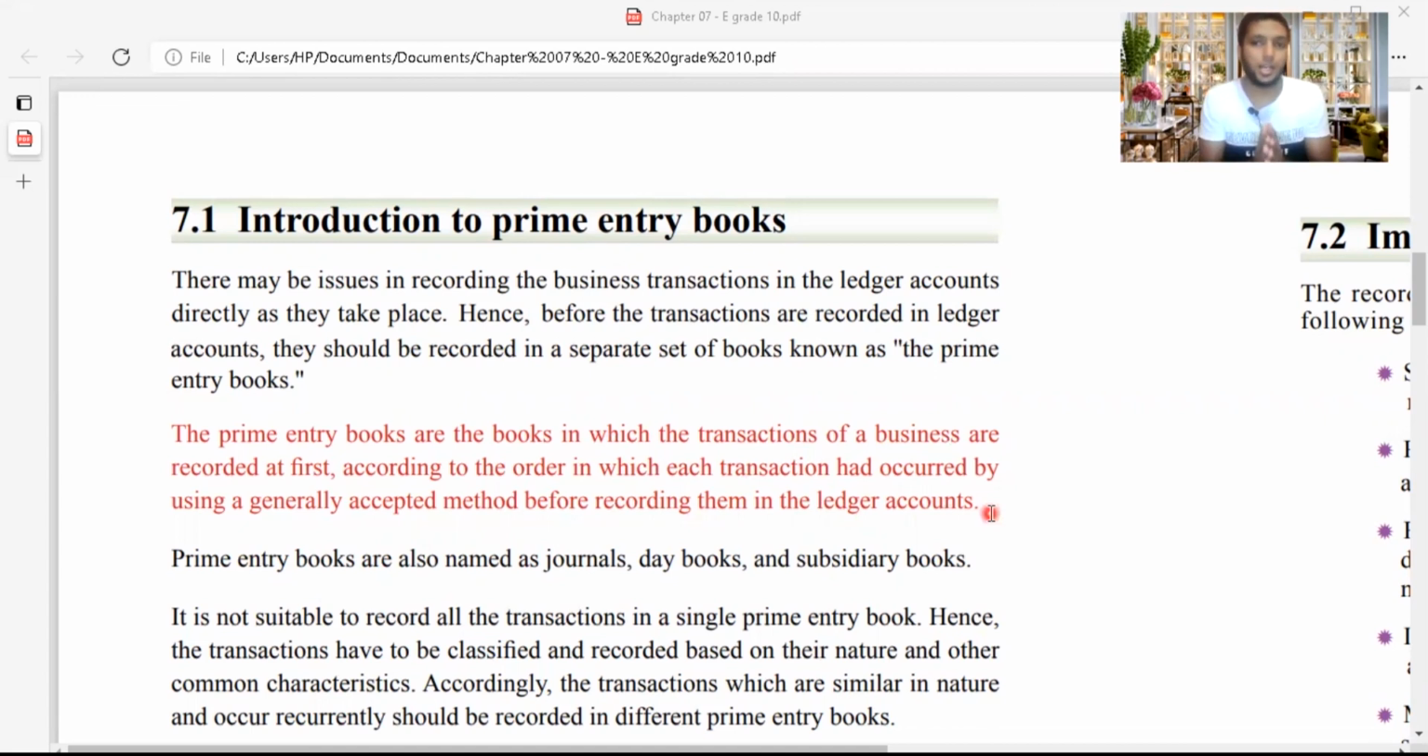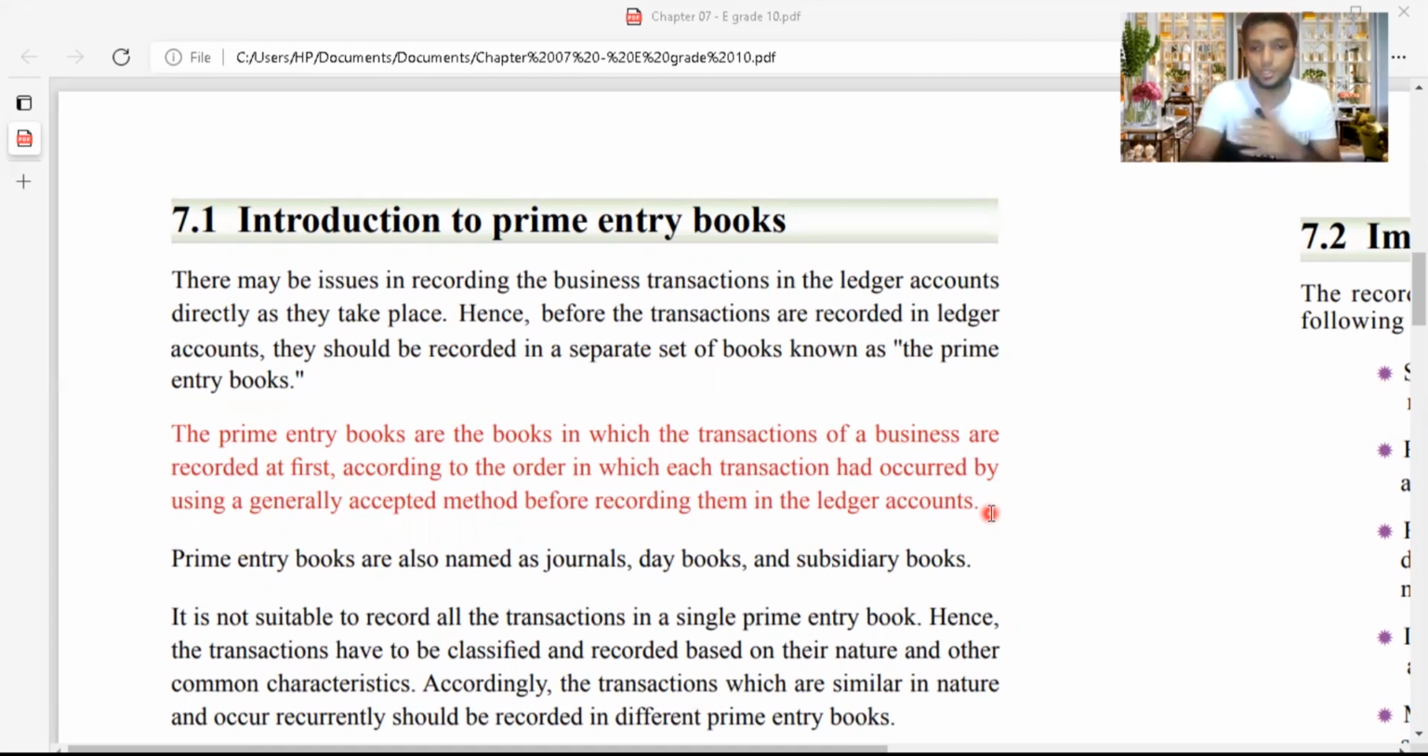In simple terms, if you have some books to record all the transactions of a business, you will record in one particular place first. You know why we say first? Whenever there's a transaction, there might be a receipt, a voucher, or any type of document. When you take a document and record it in a particular book for the first time, that's what we call prime entry books. I hope you got what the term prime entry books means.